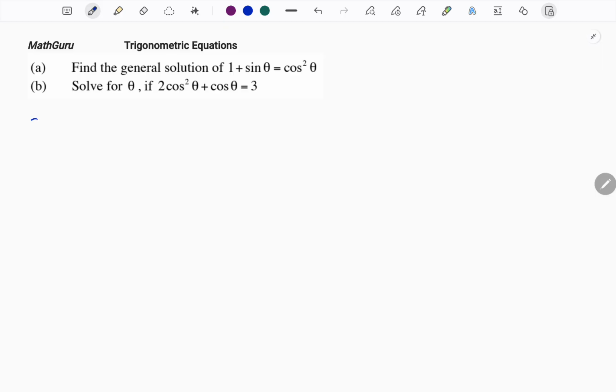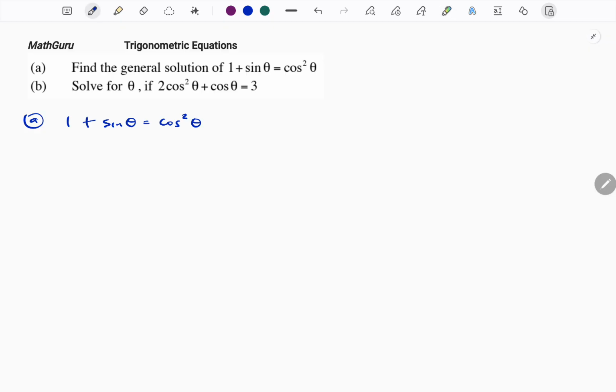In the first example, we have: find the general solution of 1 plus sine theta equals cos squared theta. In this equation, we have more than one trig function, which is sine and cosine, and dividing by cos theta in order to change that to a single trig function of tan will be a bit difficult because of the 1 we have hanging here.